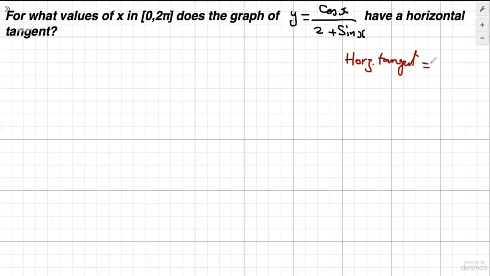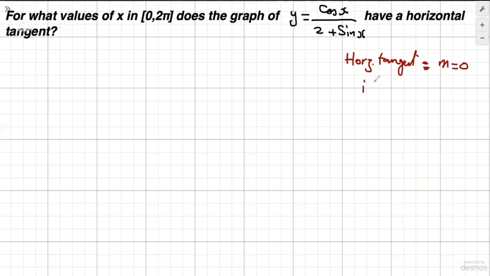Means m equals 0, which is the slope equals 0. And of course, you know the derivative means the slope. Now, the other thing we also need to know, this is a quotient. So you have to know how to take the derivative of a quotient.